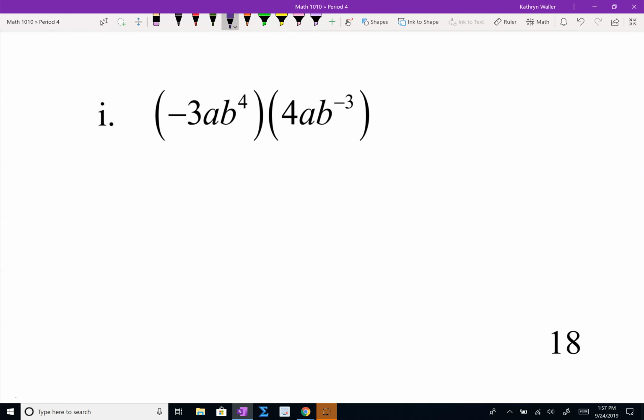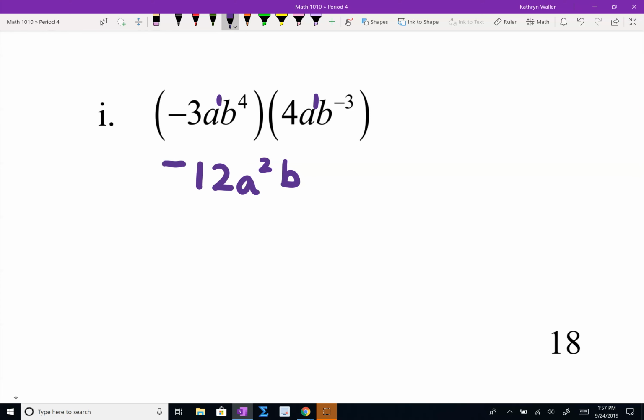We're back to multiplying, but now we've got some negative exponents. So a positive times a negative is a negative. 3 times 4 is 12. A to the first and a to the first. Subtract, multiply, or add. What do I do? Add. And now look at your B's.